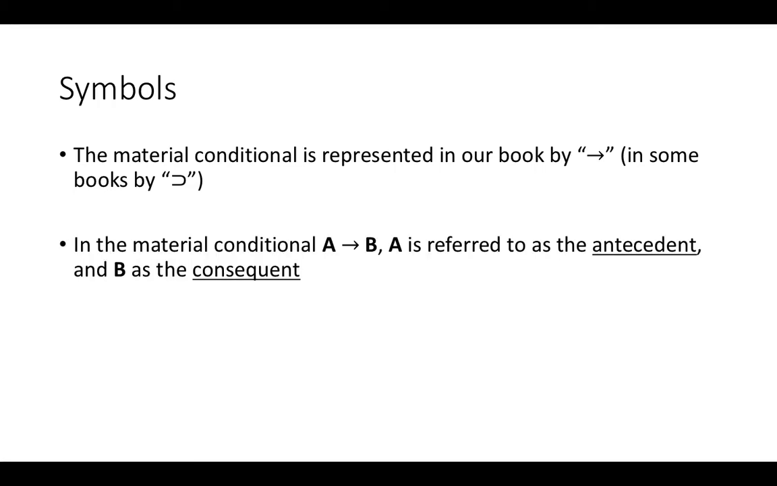Here's a little more terminology. In the material conditional A arrow B, the first sentence A is referred to as the antecedent, while the second sentence B is typically referred to as the consequent.